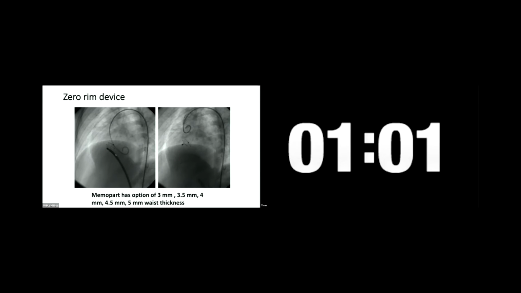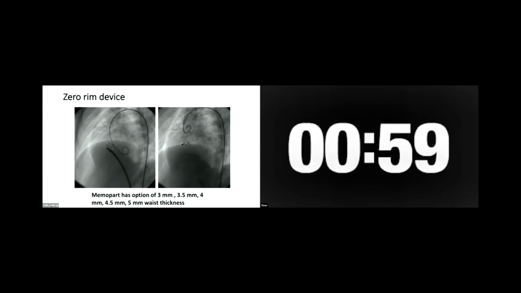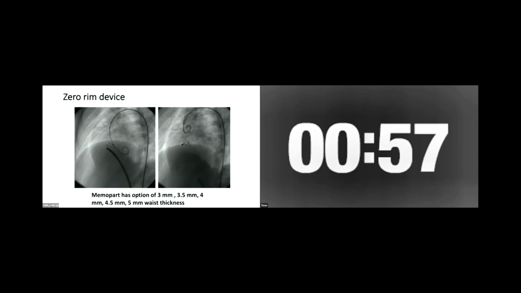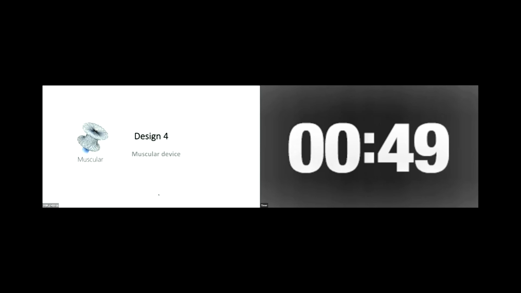So unfortunately, it's not playing. So this is below the aortic leaflets, the platinum marker is below, and it is not pinching in the aortic wall. So this also has options of 3 millimeter, 3.5, and 4.5 to 5 millimeter waist thickness.